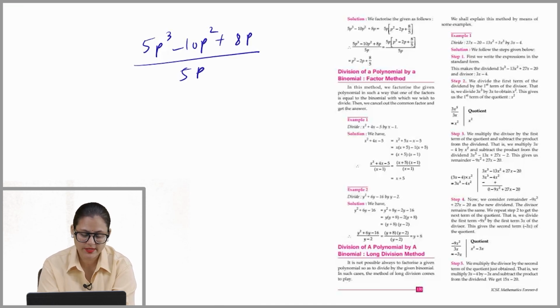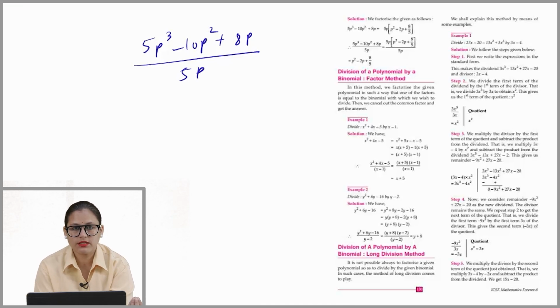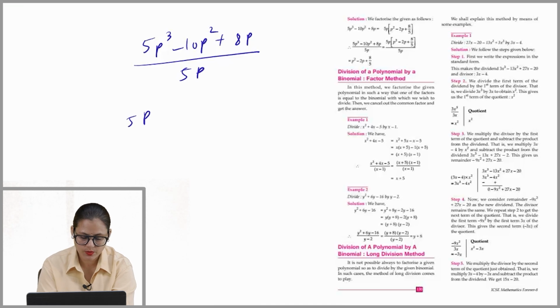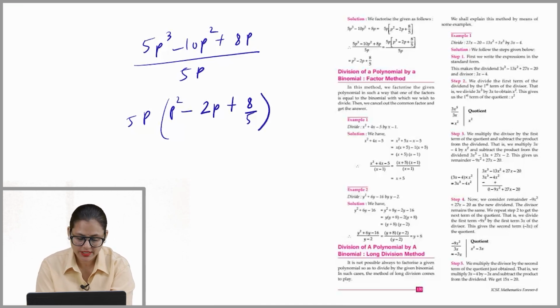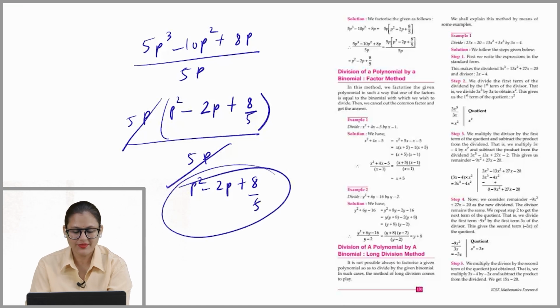Okay, so let's factorize this expression first. After factorizing, first we'll find the common factor. Common factor is p and we'll take 5 as well. So here we will write p square minus 2p plus 8 by 5, divided by 5p. 5p goes and the answer is p square minus 2p plus 8 by 5, right?